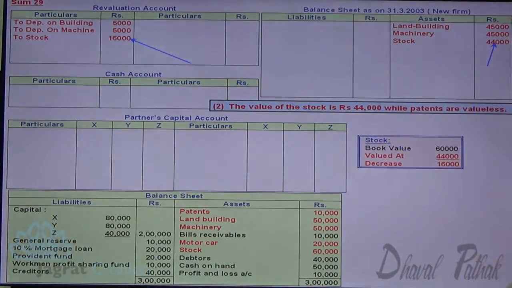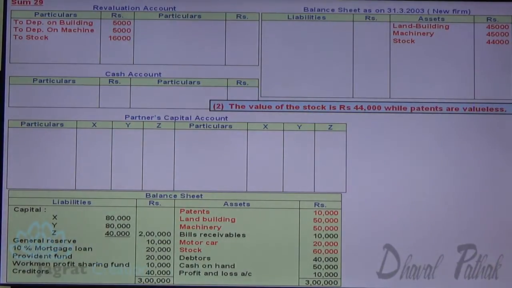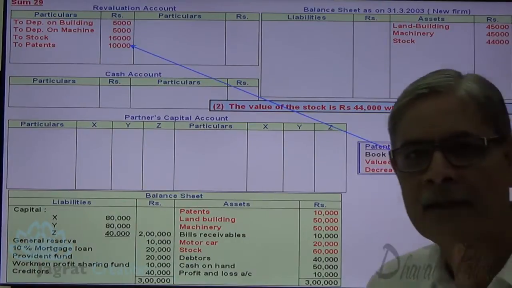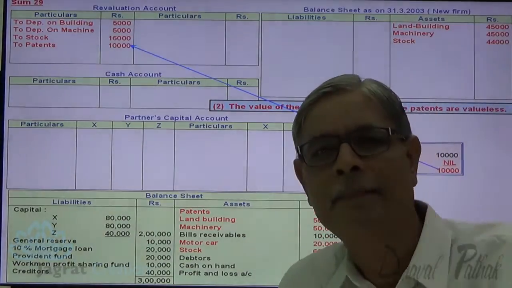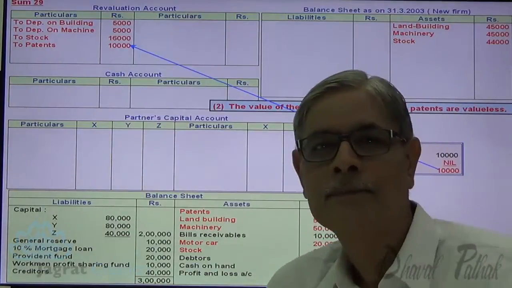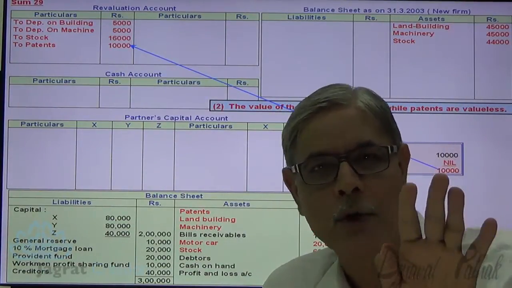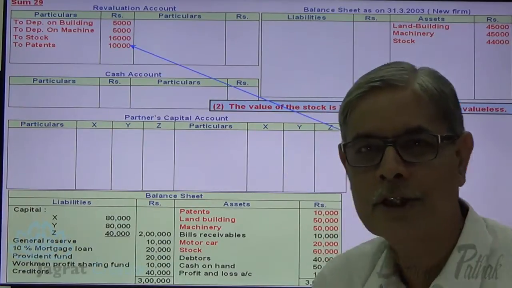Next, patents are valueless. Book value of patent is 10,000. Valueless means valued at 0, nil. Decline in value of patent 10,000. This decrease is debited to revaluation account. Journal entry: revaluation account debit to patents account credit. As the patents are valueless, it won't appear in the balance sheet. So only one effect. Revaluation account debit, patents account credited, patent account gets closed, it won't appear in the balance sheet.